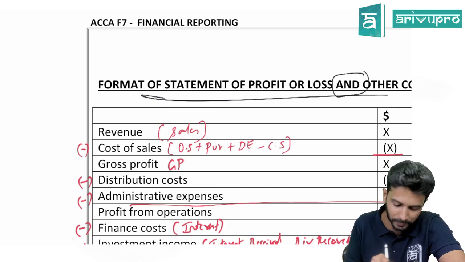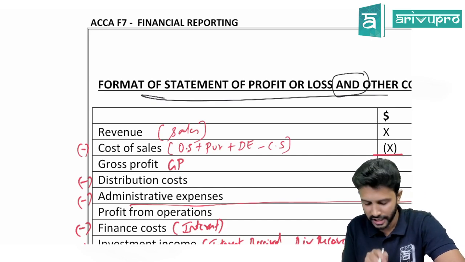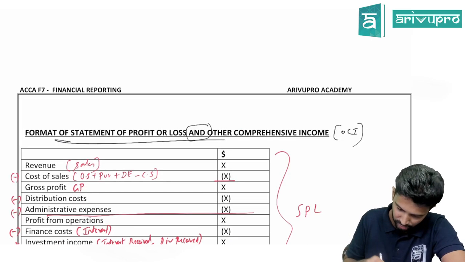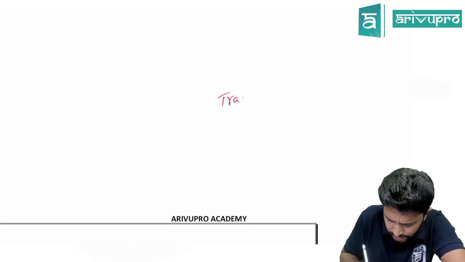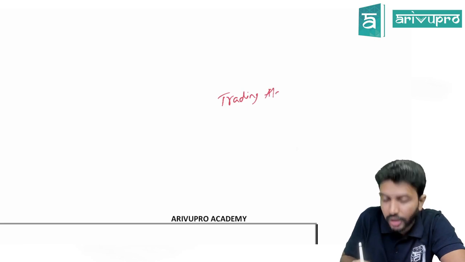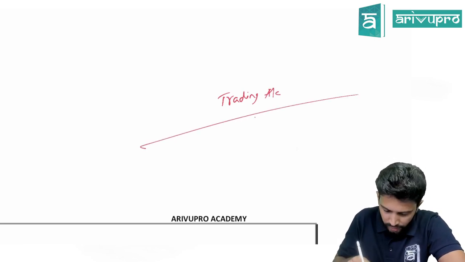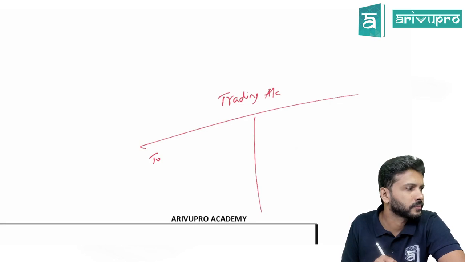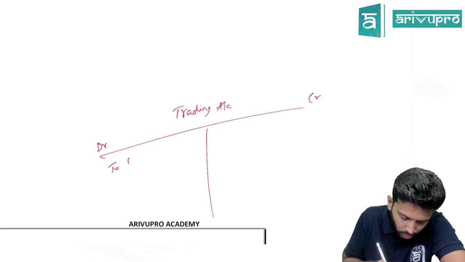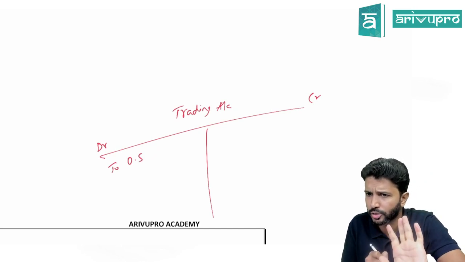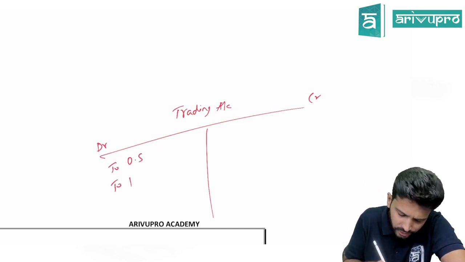First time doing, anyone? Anyone doing it for the first time or heard about this? Heard, okay. Just in case somebody is wondering what all this is. At least have you prepared a trading account in your earlier days? Can you tell me the trading account components? First thing, what will come on the debit side? You have done all this. Okay, I call it OS, short form. This is opening stock. Next, you show purchase.